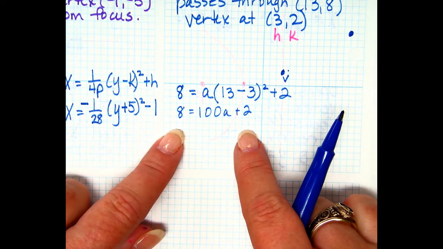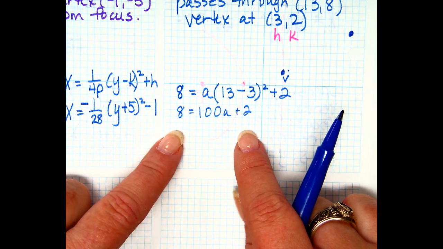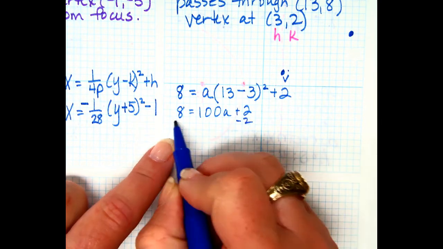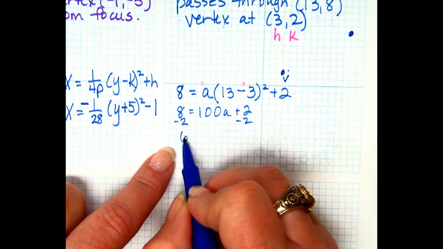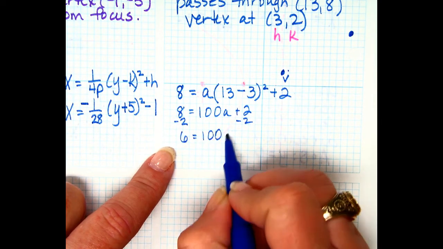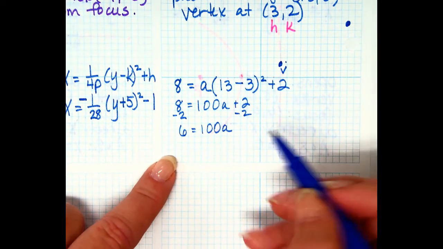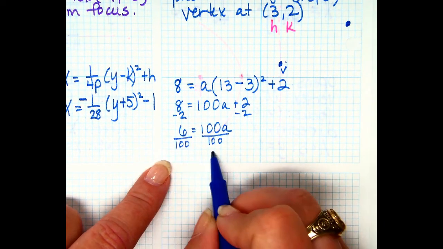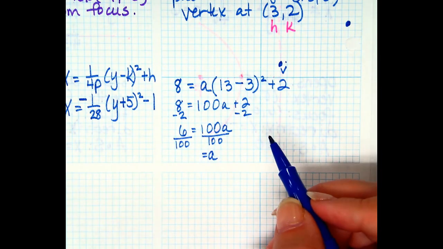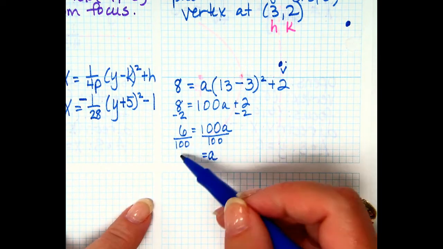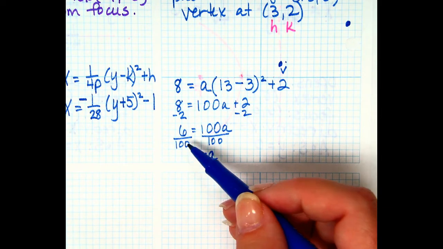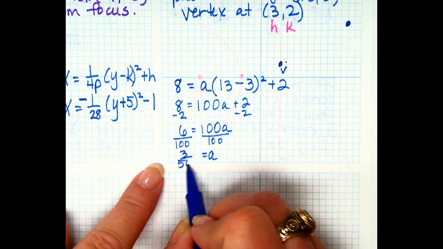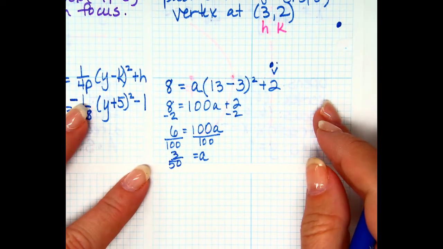Can you solve this equation? Yeah, you have been since like 7th grade, right? So this is not something I need to worry about. 8 minus 2 is 6. 6 equals 100a. How do I solve for a? Divide by 100. A equals. Could I get a decimal here if I wanted? Could I simplify this to be 3 over 50 if I wanted? Yeah, both of them are correct, aren't they?